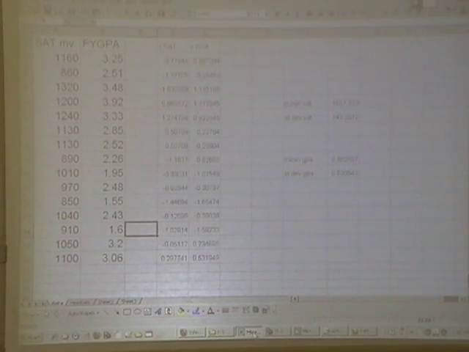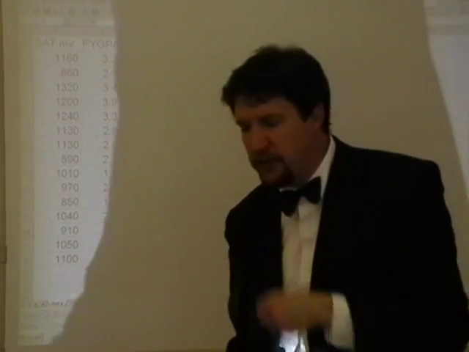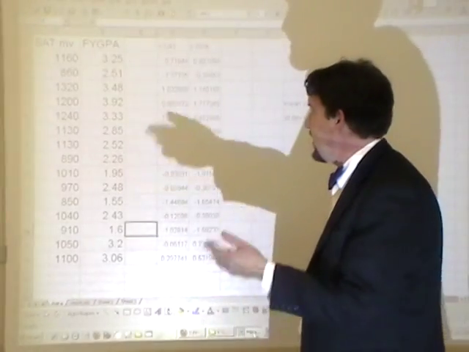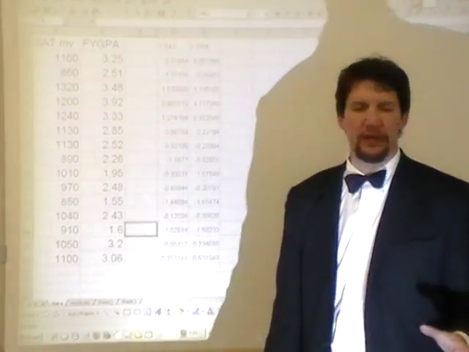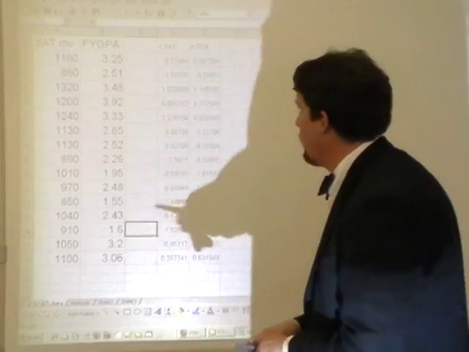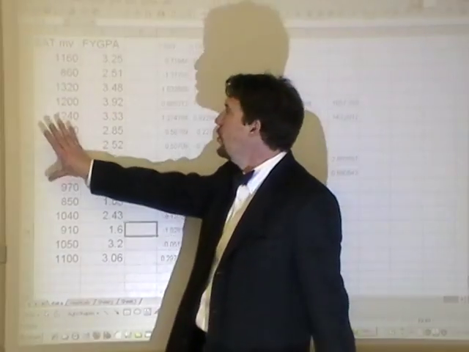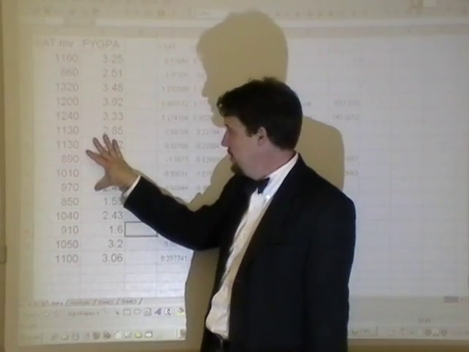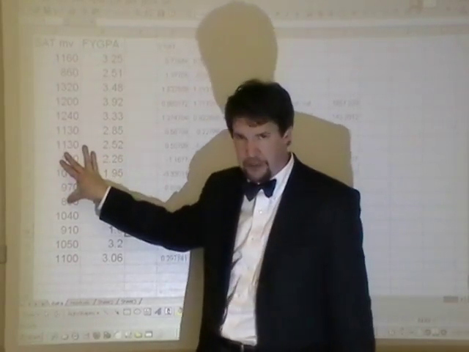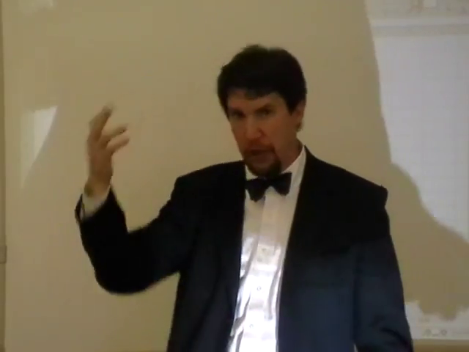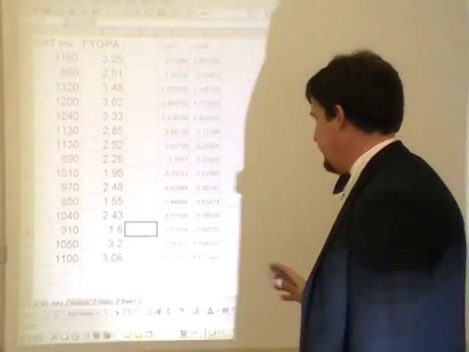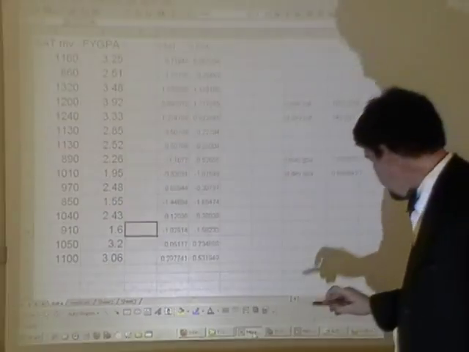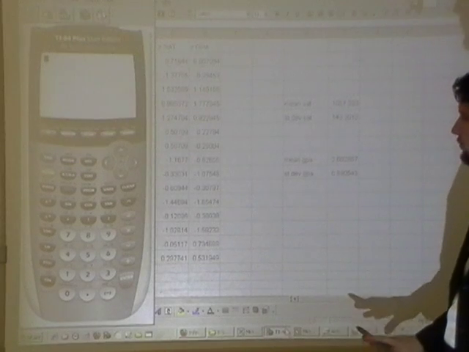Okay, Chapter 8. Chapter 8 is linear regression, which is taking scatter plots and making more detailed analysis of it. So what we're going to do is start again with the data that we had last time, the SAT scores and the freshman year GPA. Again, you're going to be able to find this on the wiki for Chapter 8. It will probably be called data or something along those lines. But we're going to start with the calculator.